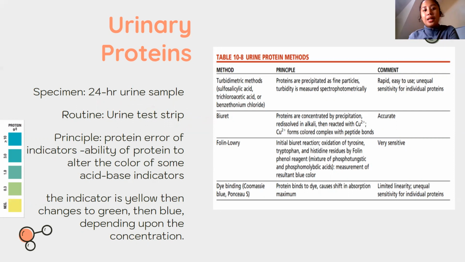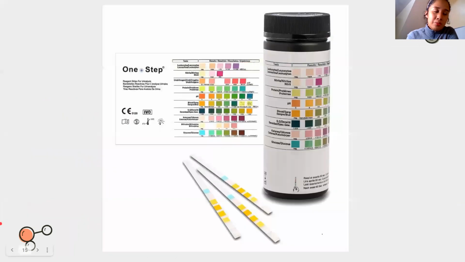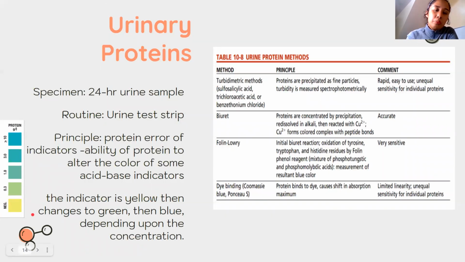However, let us add to this so it is not foreign; you are going back to what was already taught. Hopefully you remember the principle of the urine strip: protein error of indicators, because there is usually an indicator, for example bromthymol blue. If negative, it does not interact with protein and stays yellow. But bromthymol blue changes from yellow to green to blue when it interacts with protein, specifically albumin.